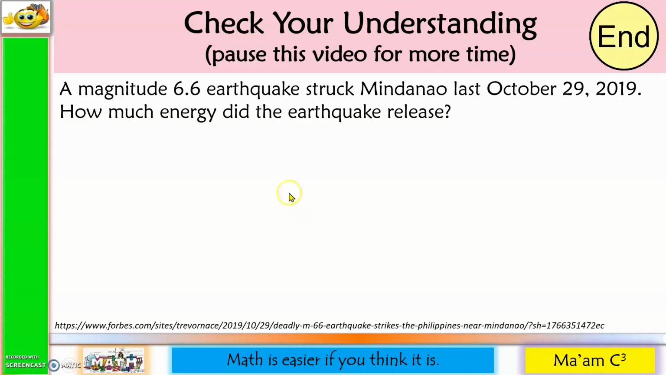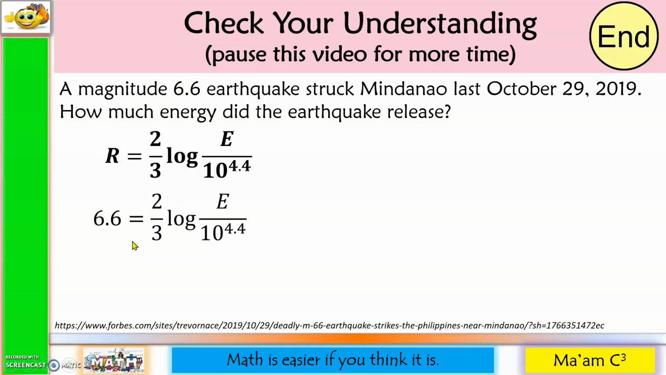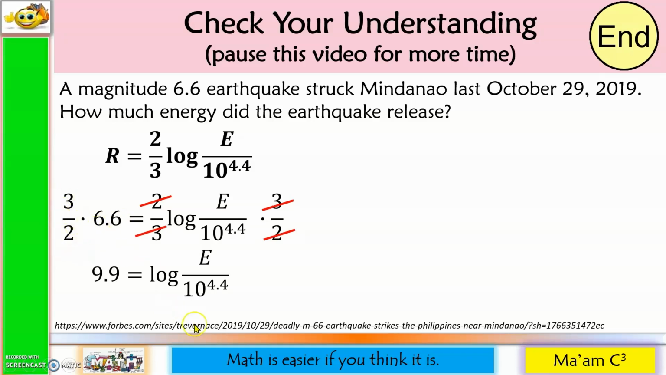Let us answer. Since we are looking for energy, we're going to make use of this formula. R here is the magnitude and it is given, so that is 6.6. Let us simplify this. Let us eliminate 2 over 3 here, and we can do that by multiplying both sides by the reciprocal of 2 over 3, and that is 3 over 2. So 2 and 2 will be cancelled out, as well as 3 and 3. 3 over 2 times 6.6 is 9.9.